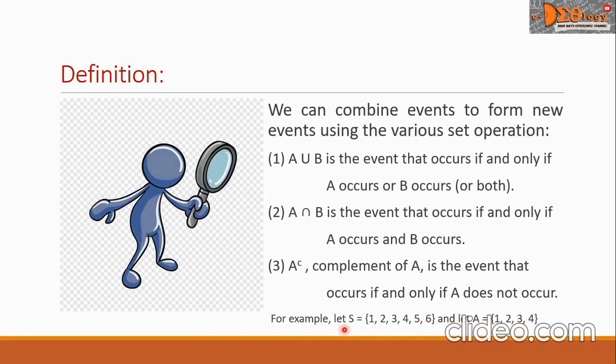For example, let S be an event whose outcomes are 1, 2, 3, 4, 5, and 6. And let A be a subset of this set S, and the elements of event A are 1, 2, 3, and 4. A complement is an event whose elements are 5 and 6. This A complement has elements of set S that are not elements of set A.